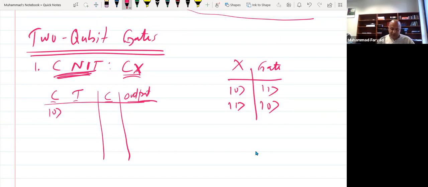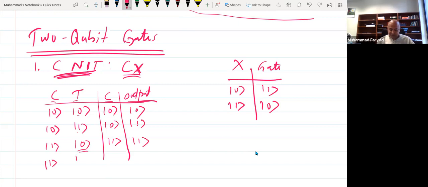If control is 0 and target is 0, you will get control at the output and nothing will happen to target. And if control is 0 and target is 1, nothing happens to control, and nothing happens to target as well. So this control is 0, so whatever the target is goes to the output. But if control is 1, the X gate is going to be applied to the target qubit, and this will be flipped. So if the target is 1, the target becomes 0.